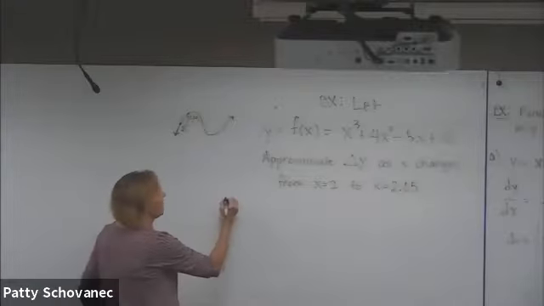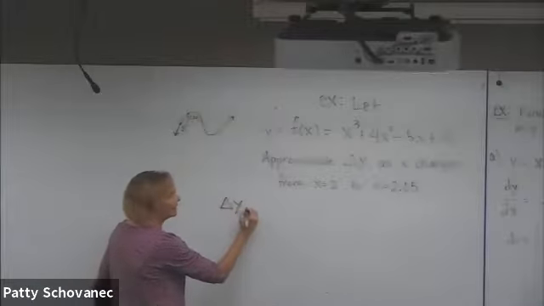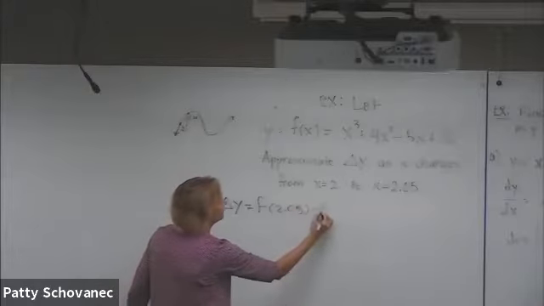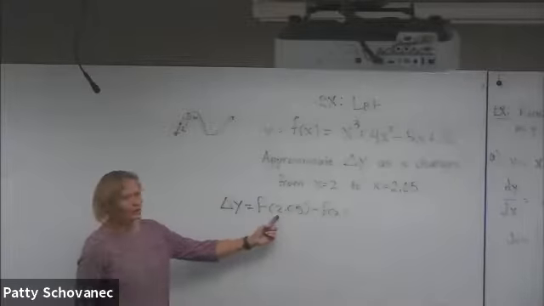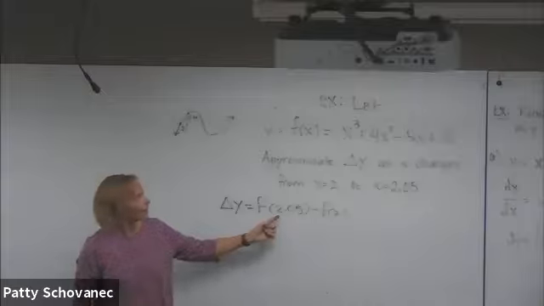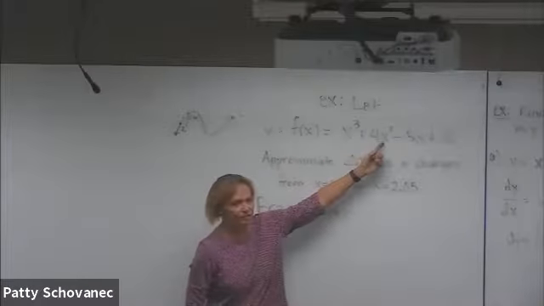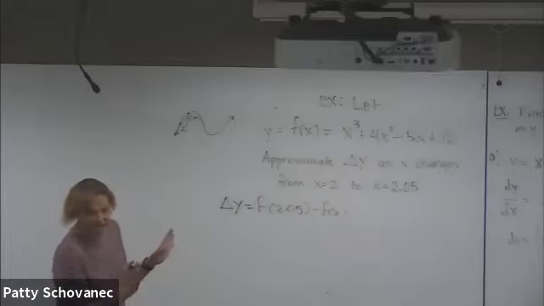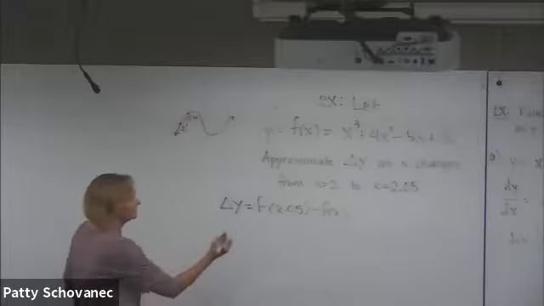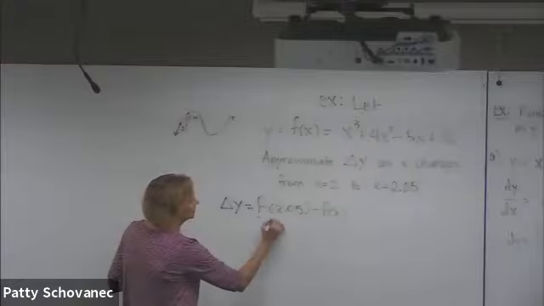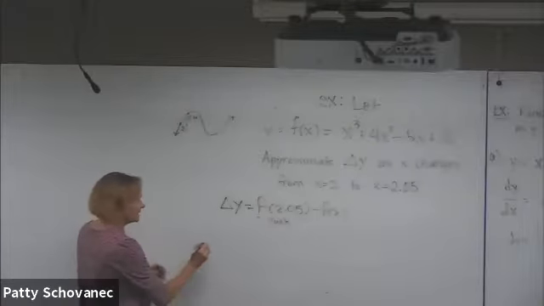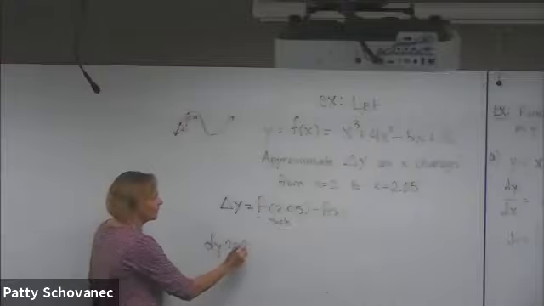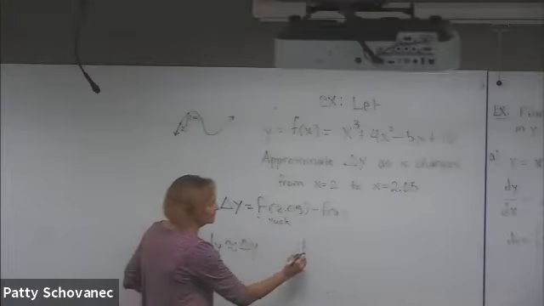So if I wanted the exact value of this thing, I would have to find f of 2.05 minus f of 2, where this is the icky number to calculate. Right? 2.05 cubed plus 4 times 2.05 squared minus 5 times 2.05 plus 10. I don't want to do that. So this calculation is yucky. So instead, I use the fact that dy approximates delta y. And dy is easy to compute.